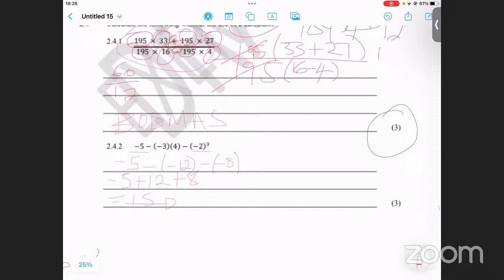So you have a -3 that is in brackets, and it's close to a 4 that is also in brackets, right? And you have a -2 in brackets, and it's cubed. Remember, when you're having a -2 cubed, it's the same as -2 multiplied by -2 multiplied by -2. So you get rid of these brackets, which led to this -8 that you see there, right? And then we have -5 plus 12 plus 12 plus 8, which gave her a 15. And that is going to be the final answer.